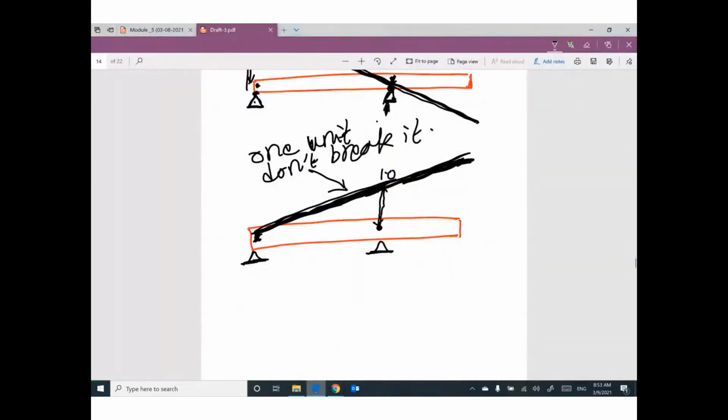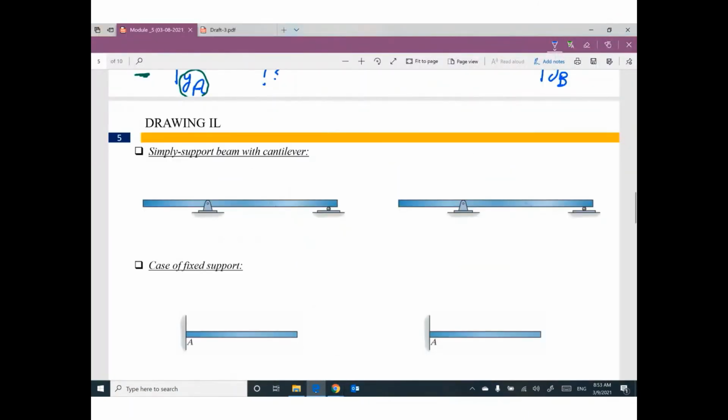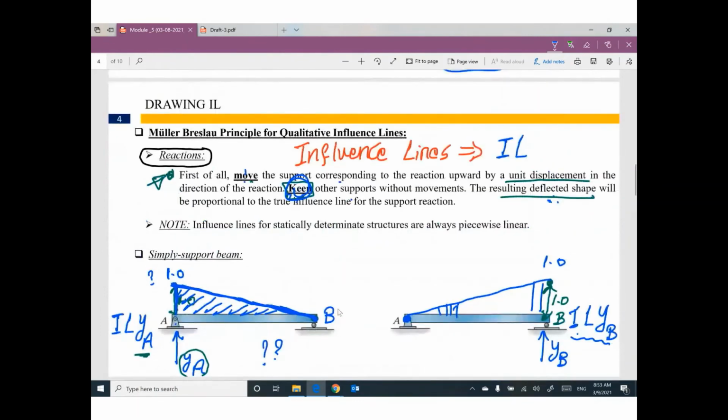Okay. So if we have a beam with another part called a cantilever, a simple support beam means between this support and this support. With cantilevers, we have an external part of the beam. But remember, this beam is 1 unit, 1 piece, 1 stick. If you would like to draw the influence line for reaction YA, go ahead and apply this rule.